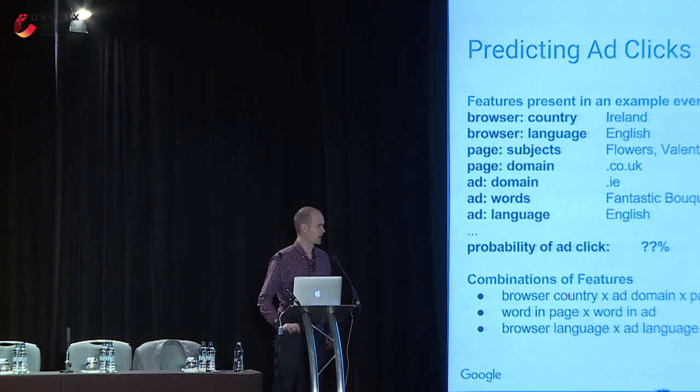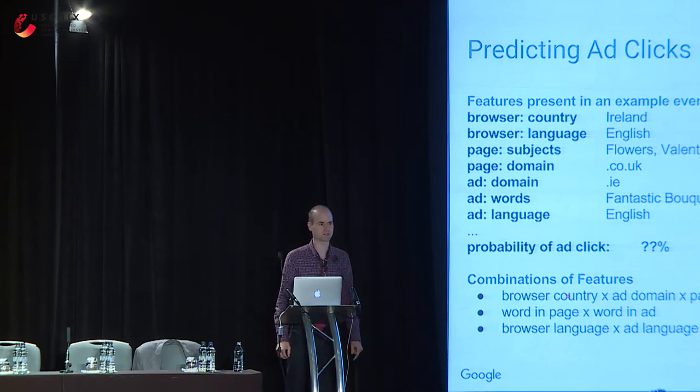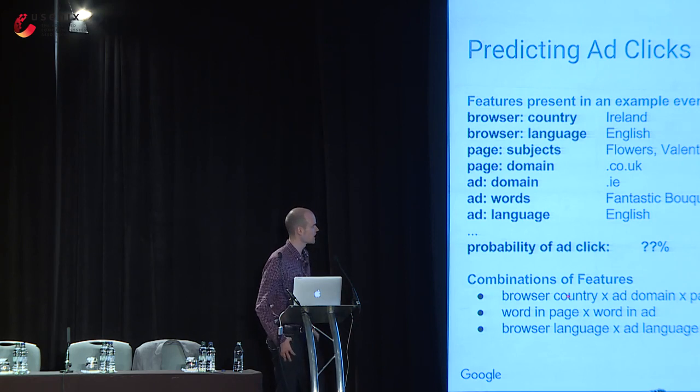Okay. Ad click prediction. So the example here is, you imagine you're running an ad network of any sort. You have lots of pages with ad slots. You have lots of ads that you'd like to show. And you have lots of people visiting these pages at various times for various purposes. And the question, when some user with some characteristics visits some particular page, is what is the best ad to show?